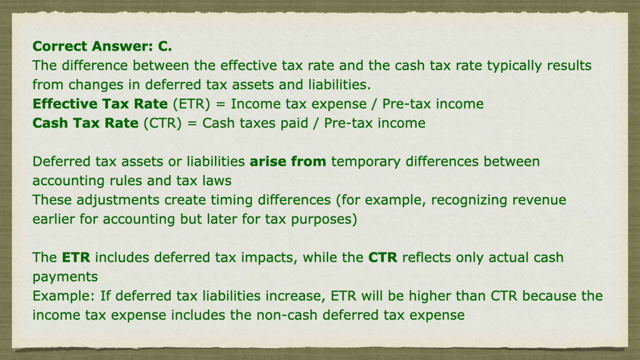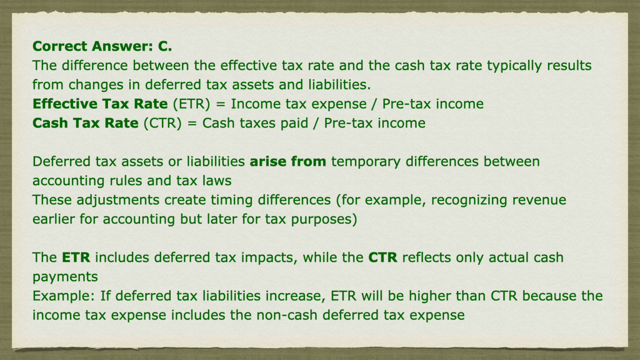Correct answer, C. The difference between the effective tax rate and the cash tax rate typically results from changes in deferred tax assets and liabilities. Effective tax rate, ETR, equals income tax expense divided by pre-tax income. Cash tax rate, CTR, equals cash taxes paid divided by pre-tax income. Deferred tax assets and liabilities arise from temporary differences between accounting rules and tax laws.